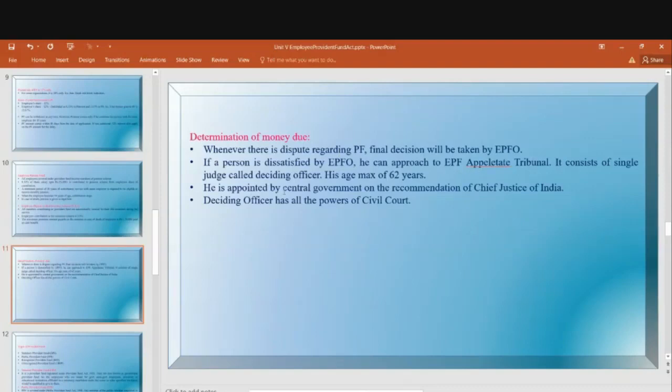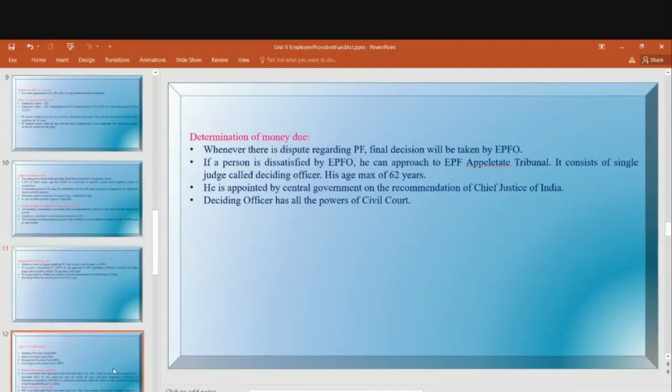He is appointed by the central government on the recommendation of the Chief Justice of India, and the deciding officer has all the powers of a civil court. So this is the way in which we can approach for the PF amount.